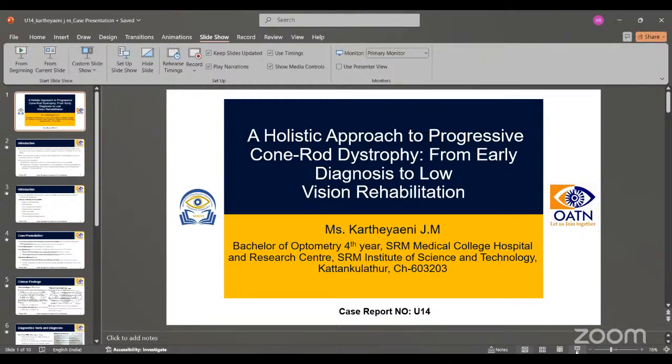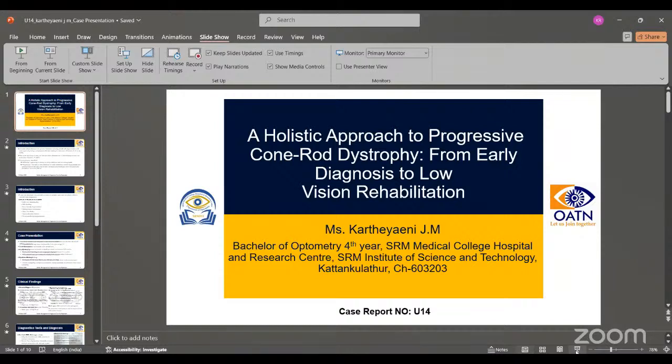Good morning to one and all present here. This is Katyayani from SRM. I am going to present a case on a holistic approach to progressive cone dystrophy, from early diagnosis to low vision rehabilitation. Introduction. Inherited retinal diseases are genetic conditions causing retinal cell degeneration, with cone dystrophy being a progressive disorder leading to vision loss.